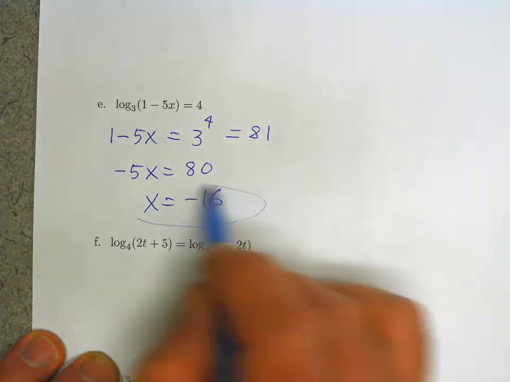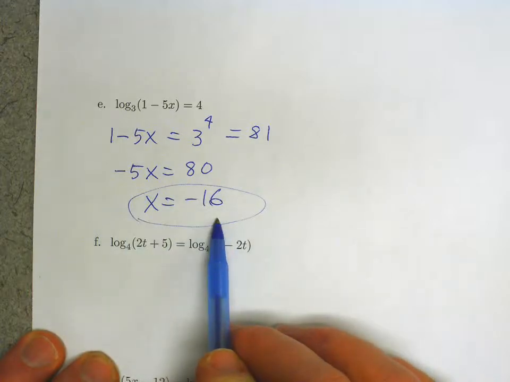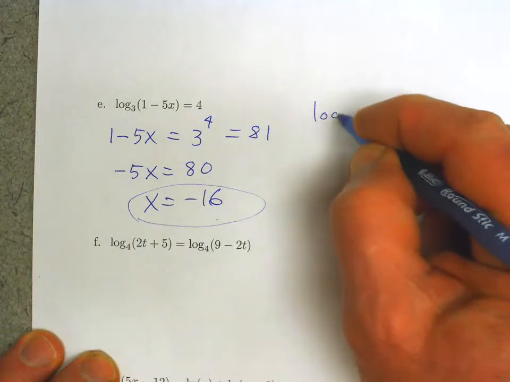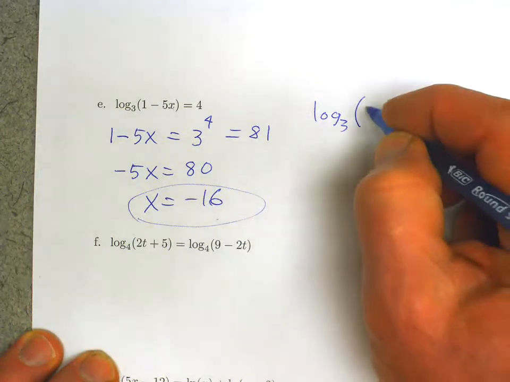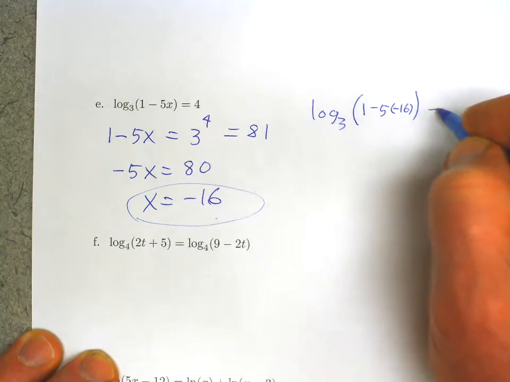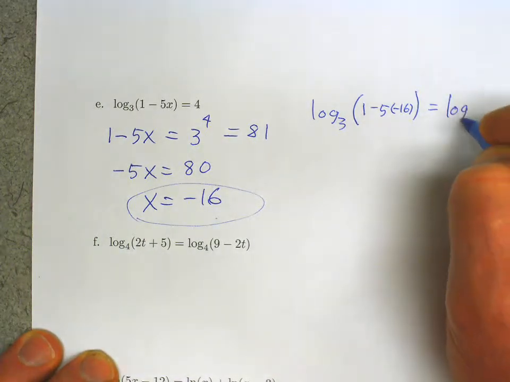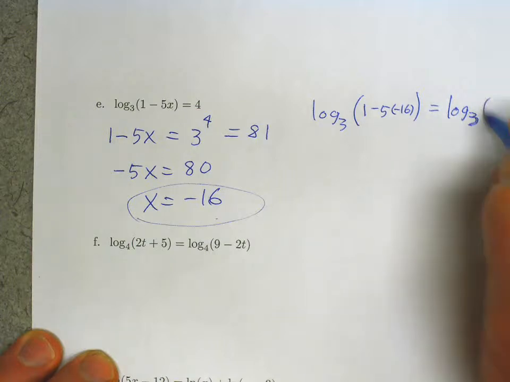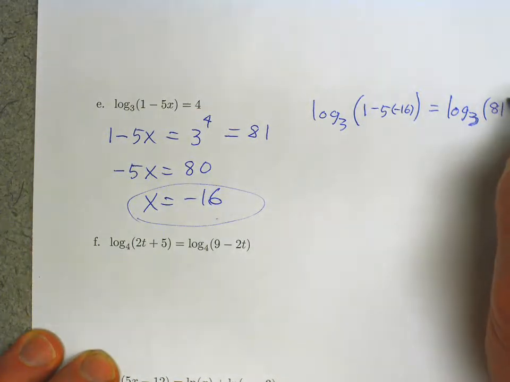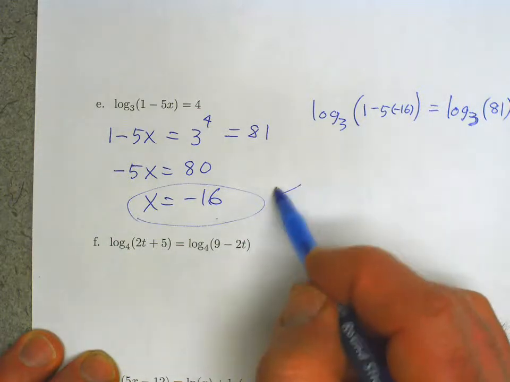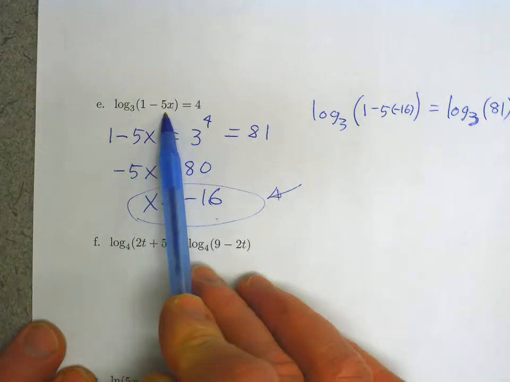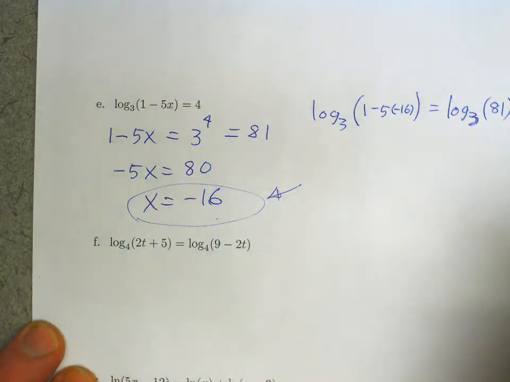And negative 16 is the solution for x, because if you replace x with negative 16, we'll get a positive argument. 1 minus 5 times negative 16 is equal to log base 3 of 1 minus negative 80, which is 1 plus 80, or positive 81. So even though the solution is negative, it makes the argument positive, and it is the solution.